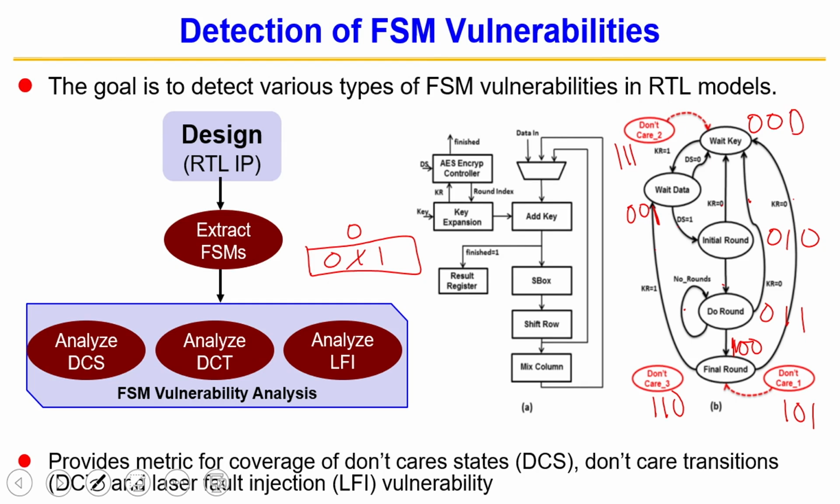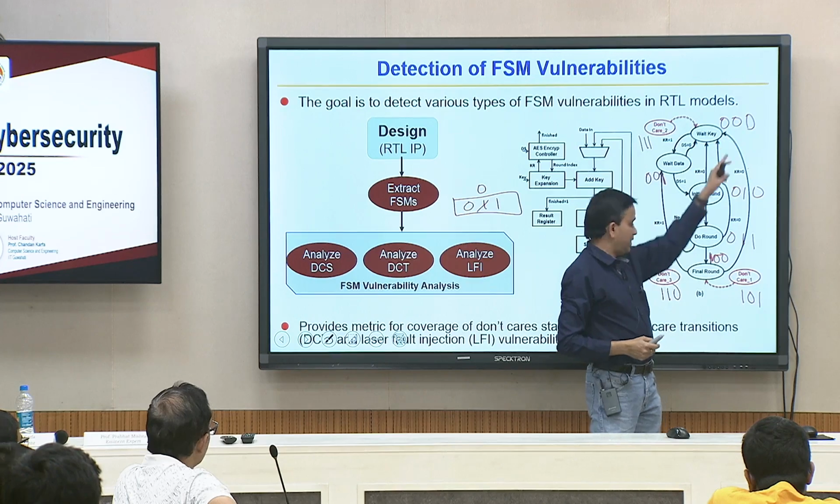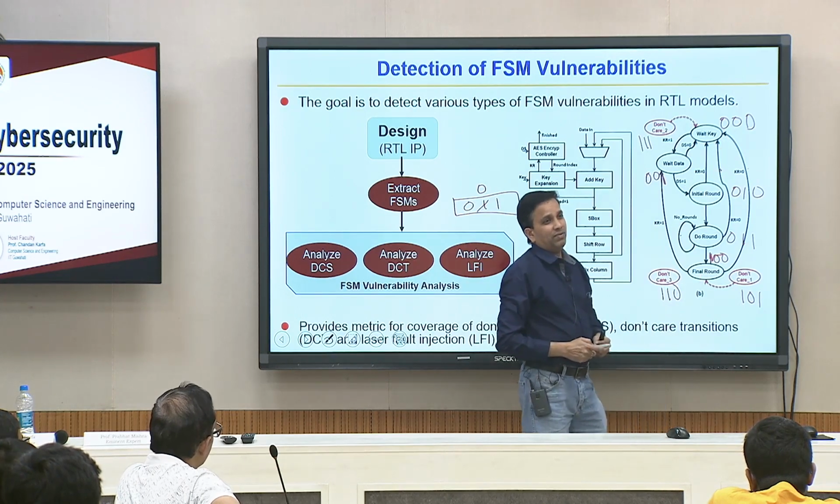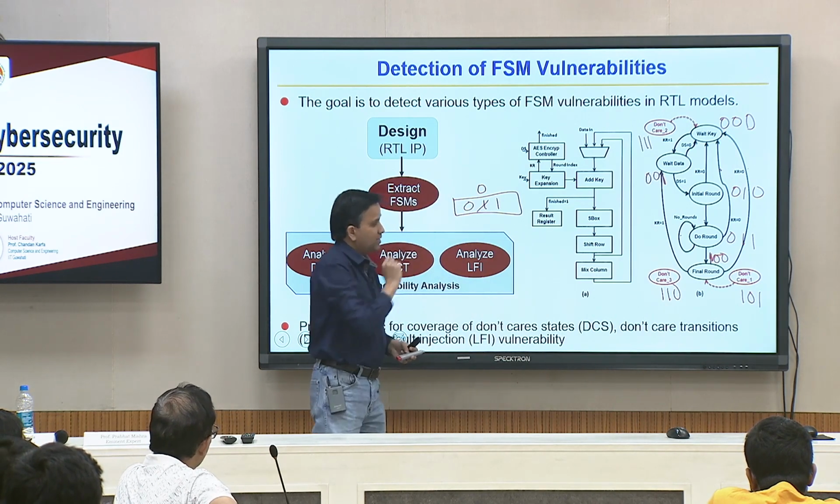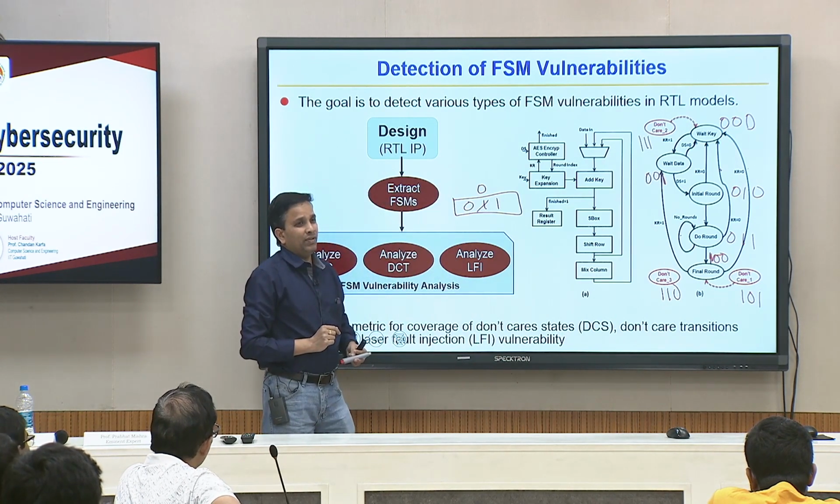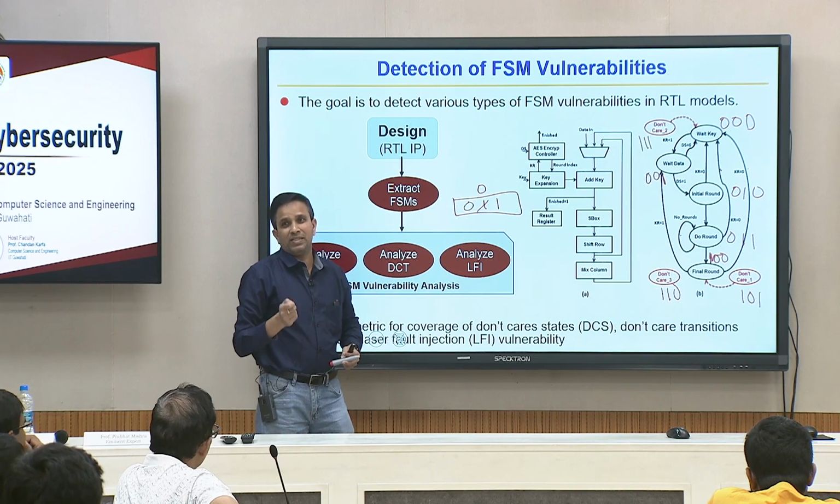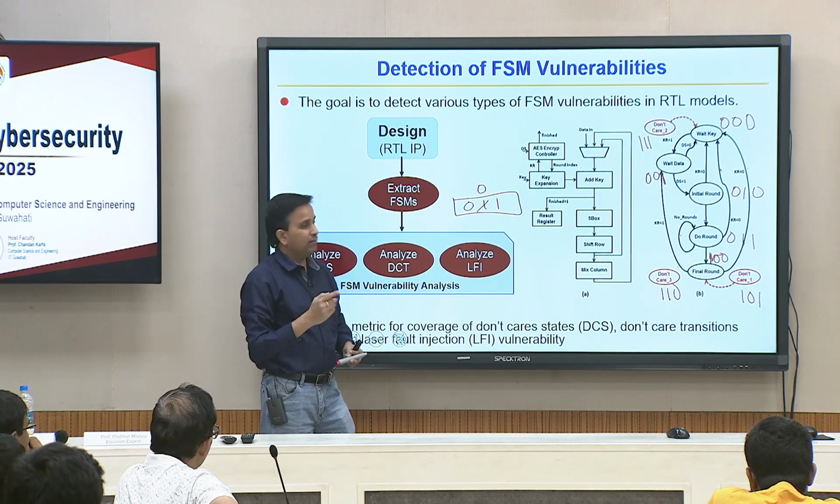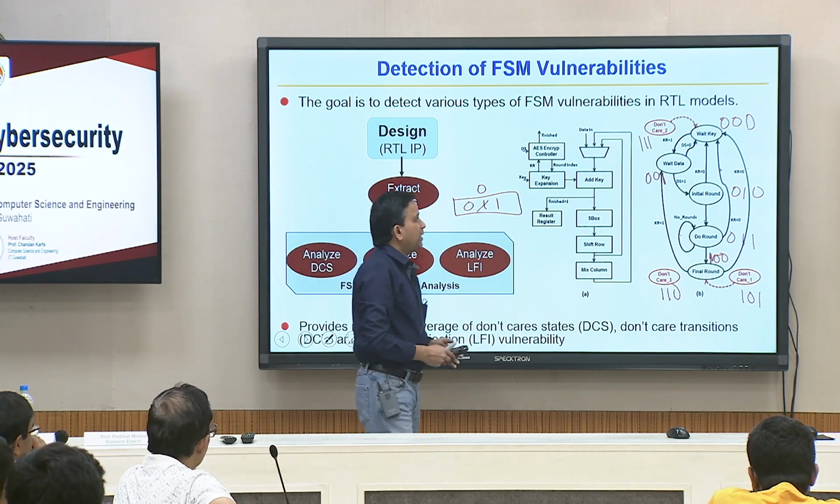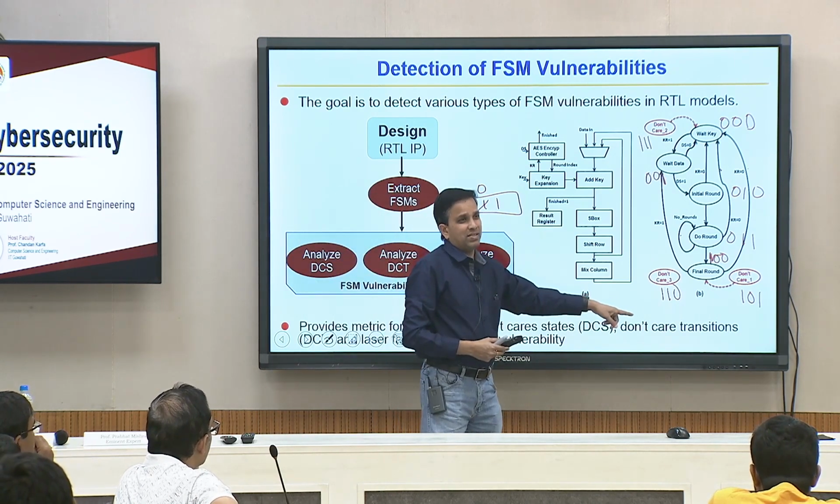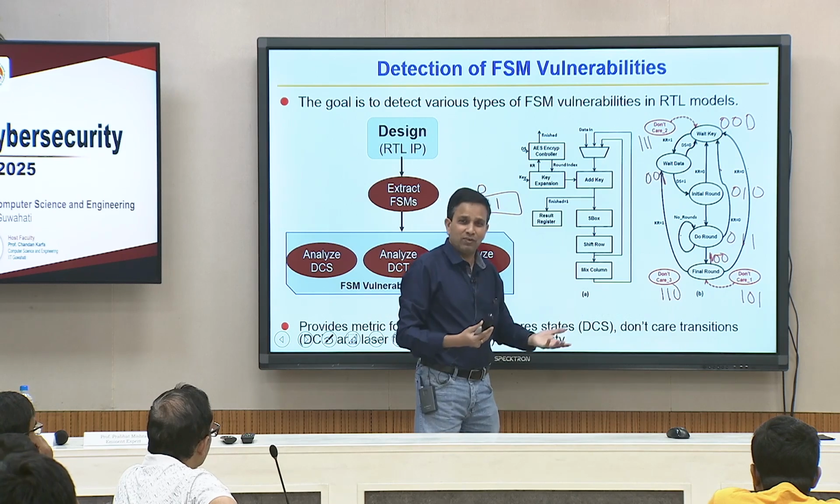That is 0 0 0. Now, if I flip just the leftmost bit, I already reached the final round. Through laser fault injection I talked about earlier, I reached the final round. If my laser fault injection capability is 1 bit, that is good enough for me to do that. Remember that transition does not exist, but we never check that transition.